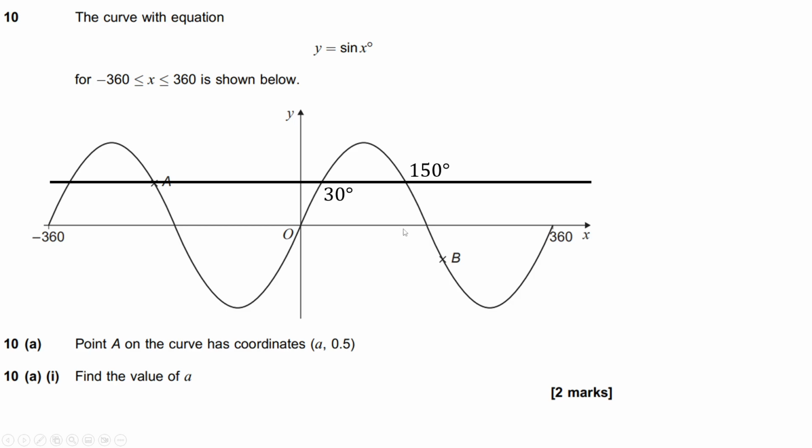Okay, so x would just be 150. Would just be, no, it wouldn't be 150 degrees. It'd be 150 minus 360, because you're going back that way.